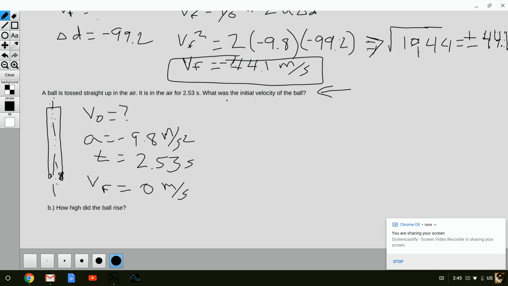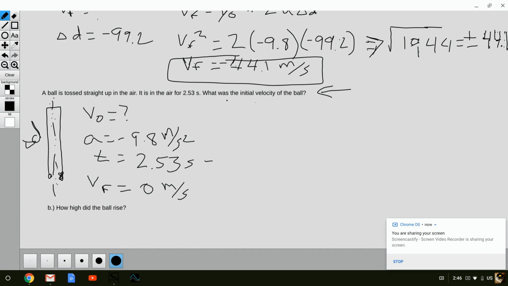Now, the time is not obviously going to be 2.53 seconds because that's for the trip up and the trip down. But here's something that we have to realize. On the trip up and the trip down, we have the same displacement. Well, not the same displacement in terms of which direction they're going, but the same distance. So if a ball is traveling the same distance with the same acceleration, it will take the same amount of time.